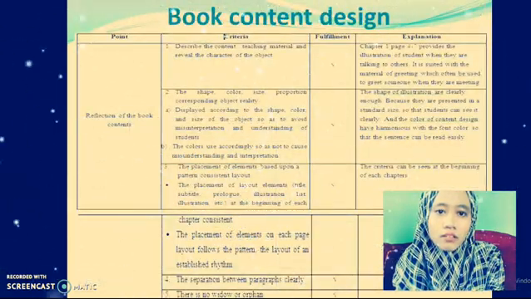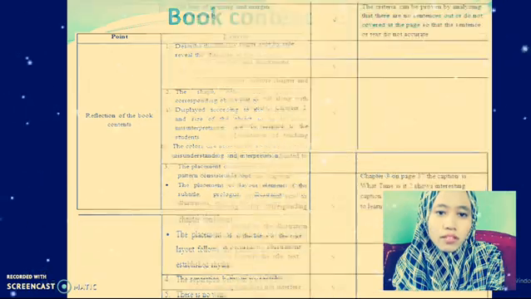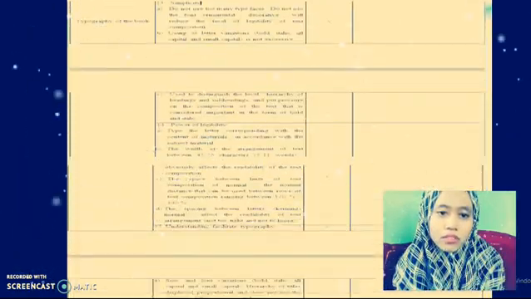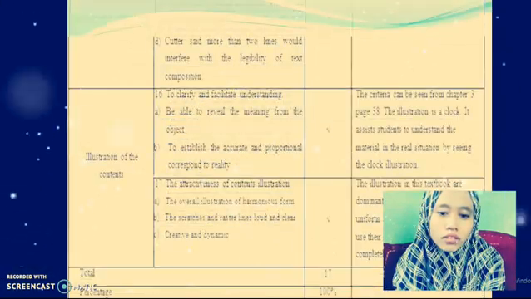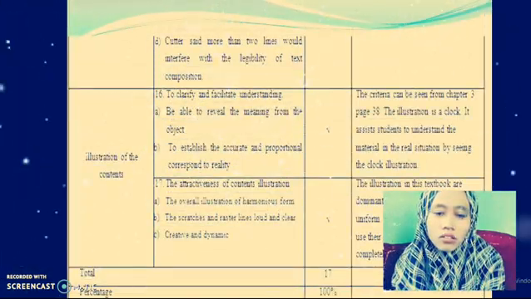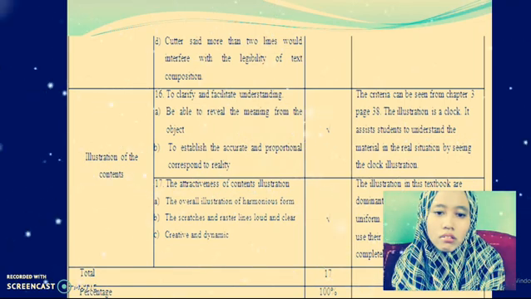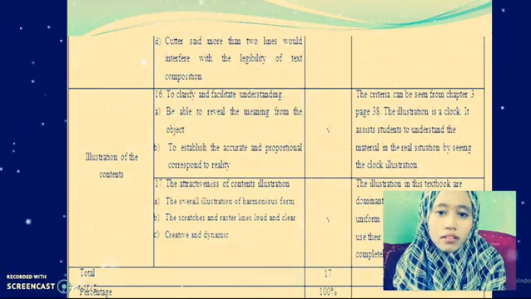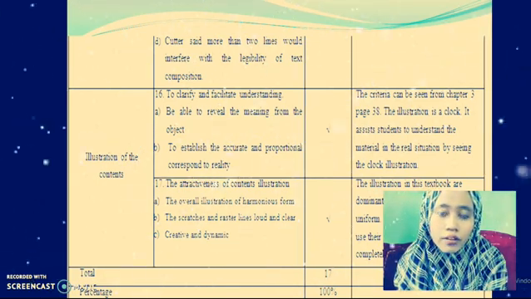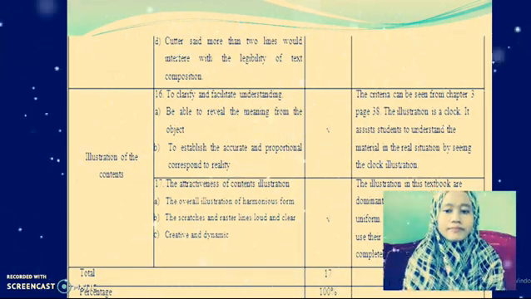And the last is book content design. The book content design fulfills all the indicators of content design in grade appropriateness.